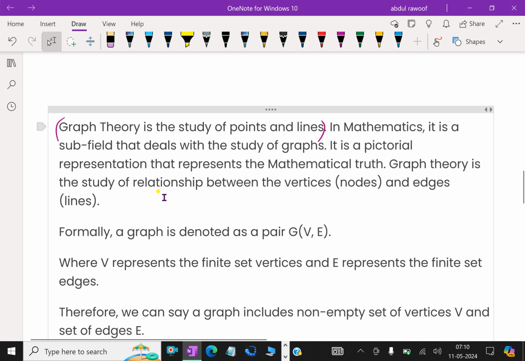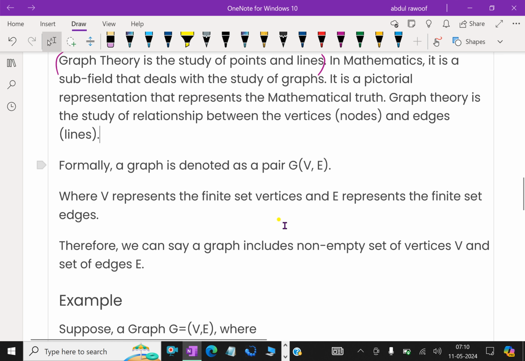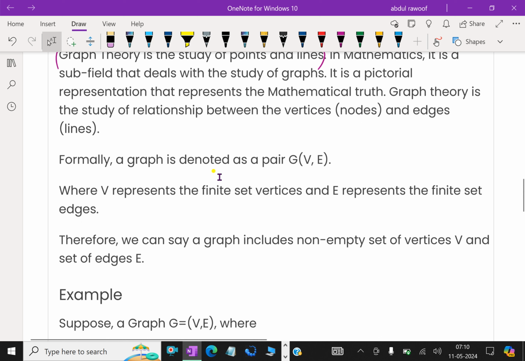In mathematics, it is a subfield that deals with the study of graphs. It is a pictorial representation that represents a mathematical truth. Graph theory is the study of relationships between the vertices, nodes, and edges. Here, formally, a graph is denoted as a pair G, that is G of V, comma E, where V represents a finite set of vertices and E represents a finite set of edges. V represents vertices and E represents edges.